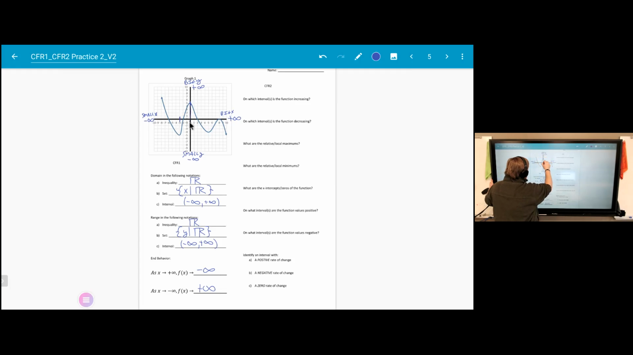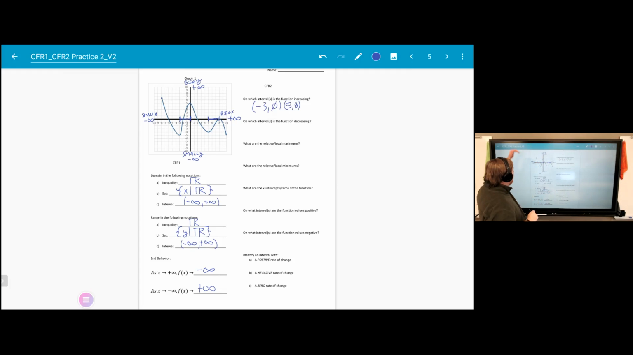Right? 0, because I'm doing x. So it increases from here to here, and also from here to here. So here to here is increasing, and here to here is increasing. So from -3 to 0, and from 5 to 8, it's increasing.